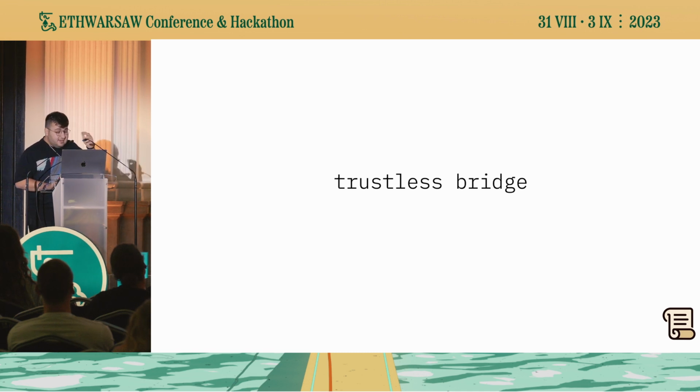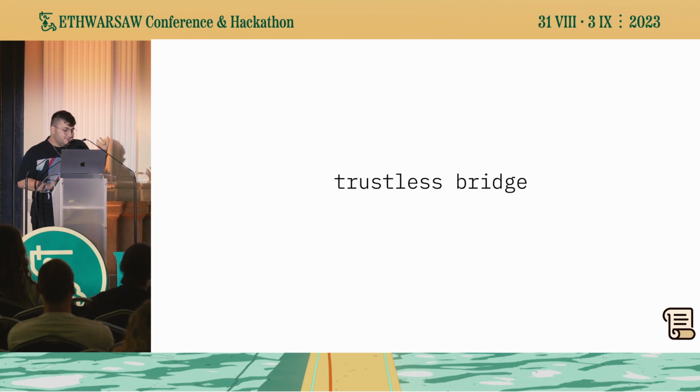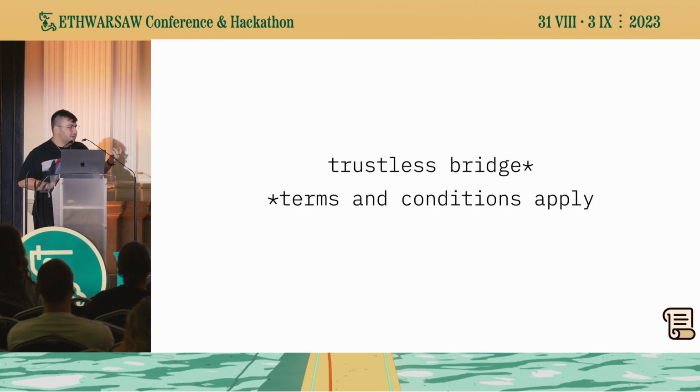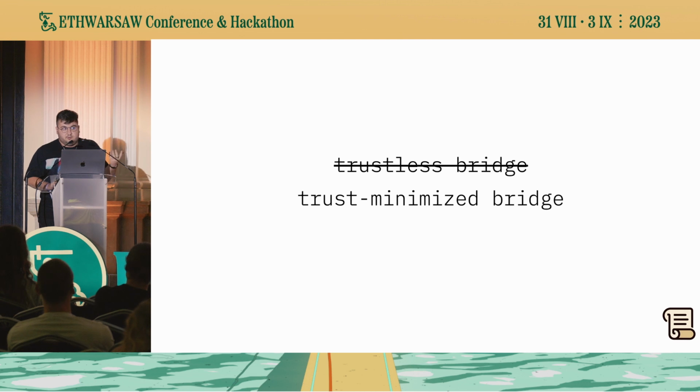So with that out of the way, next time you see a trustless bridge, think about this. It's a trust me bro bridge, or it's a trustless bridge, but there are certain terms and conditions that apply that you need to be aware of. Or in some cases, a trustless bridge is just a trust minimized bridge. So for example, in the case of rollups.